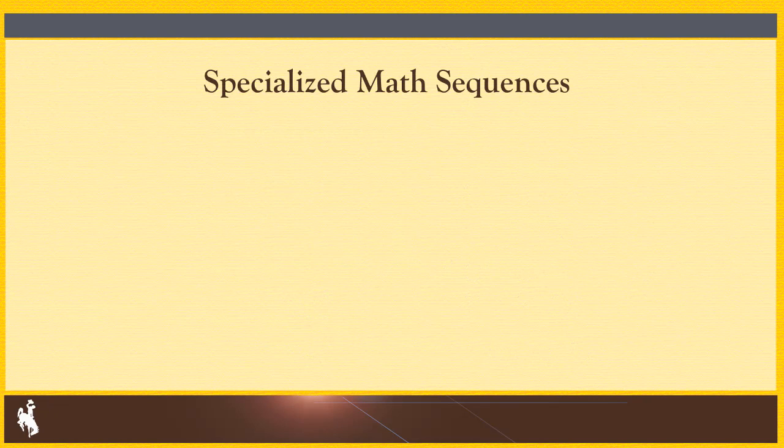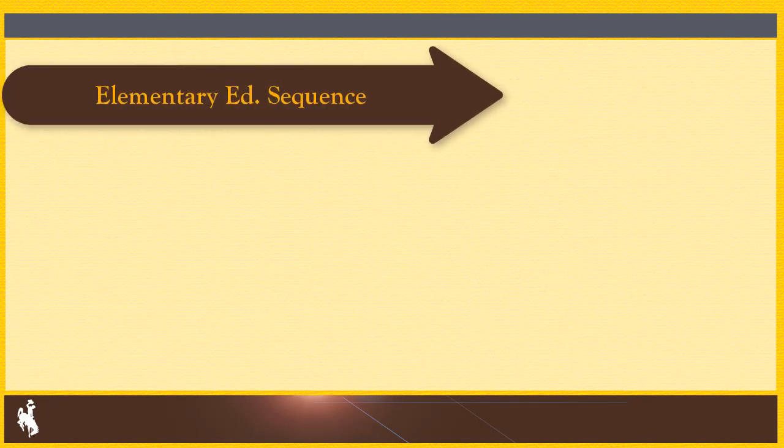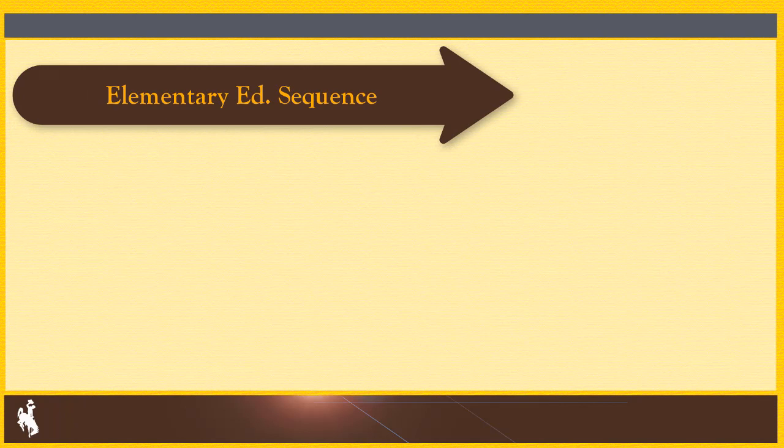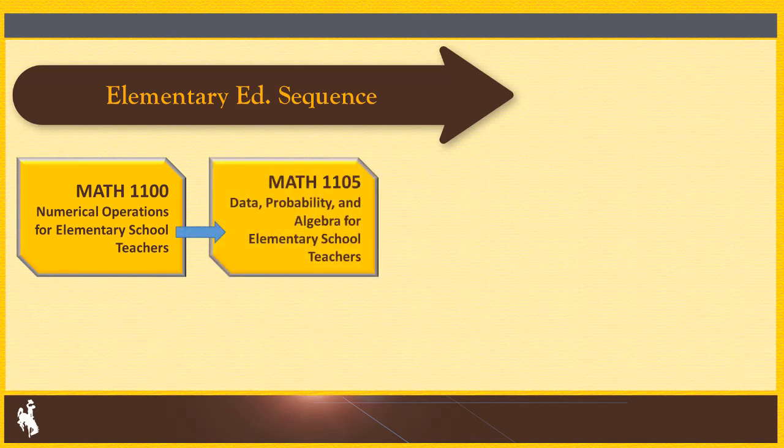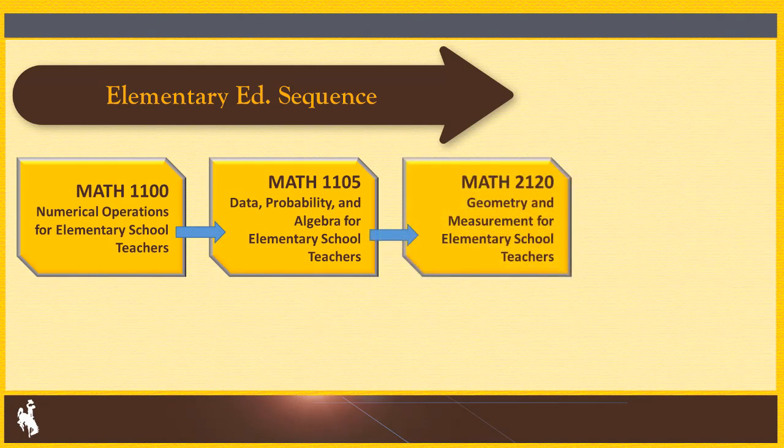There are some majors that require math classes that are very specific to that major. For example, elementary education's math sequence includes 3 specific courses: Math 1100, Numerical Operations for Elementary School Teachers, Math 1105, Data, Probability, and Algebra for Elementary School Teachers, and Math 2120, Geometry and Measurement for Elementary School Teachers.